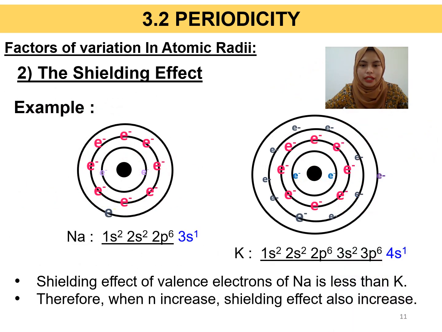Sebagai contoh, kalau let's say you ada dua atom kat sini, atom sodium and potassium. Masing-masing ada electronic configuration SPDF notation yang berbeza. Na sebab dia ada 11 elektron, so kalau ikut Aufbau principle, you will fill it in from 1s2, 2s2, 2p6, 3s1. Untuk potassium pula, it will start from 1s2, 2s2, 2p6, 3s2, 3p6, 4s1.